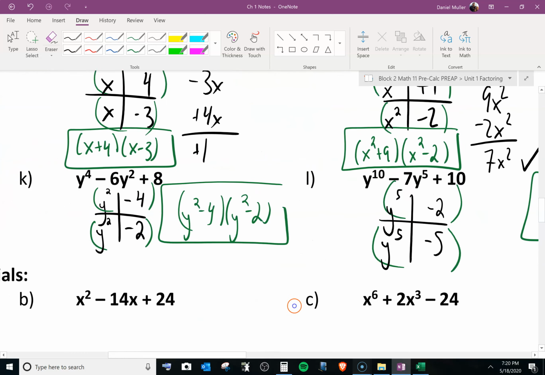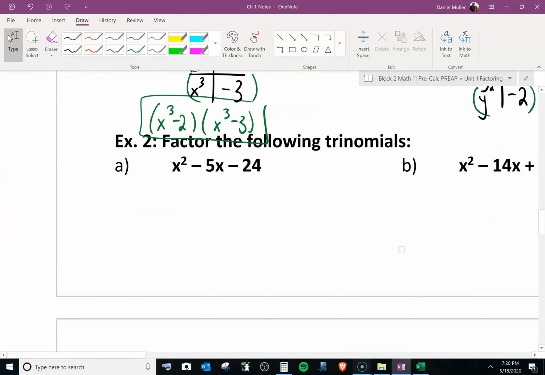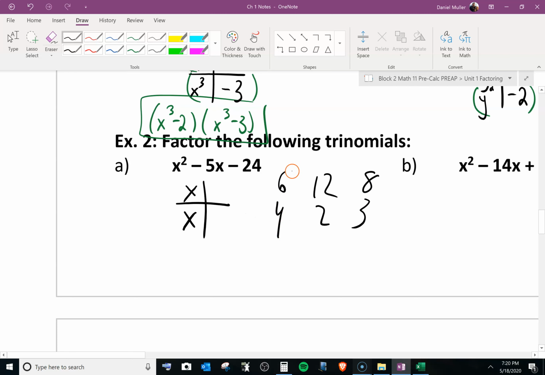Okay, so what do I have? A few more to do. Wow. Okay. This is only an x squared. So x and x. Negative 24. So I've done a ton of options. I got 12 and 2. What else do I have? 8 and 3, 6 and 4. Is there any of these that get me a 5 if you add or subtract them? Oh, that can get me a 5.